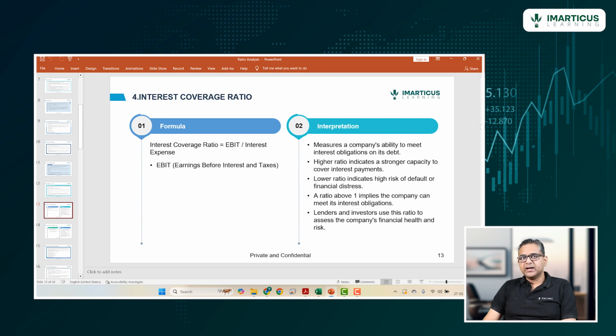Very relevant for lenders before they lend out money to the company. They will definitely be looking at interest coverage ratio to check the ability of the company to pay its interest expense.